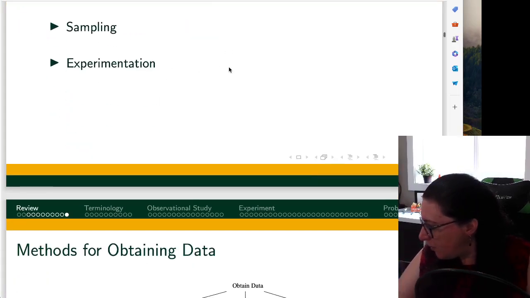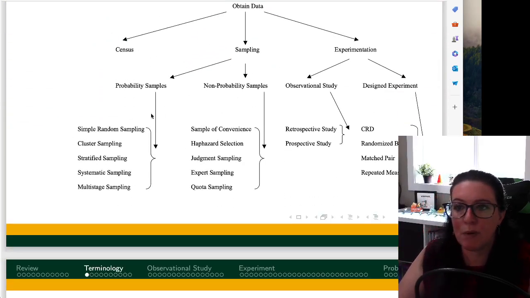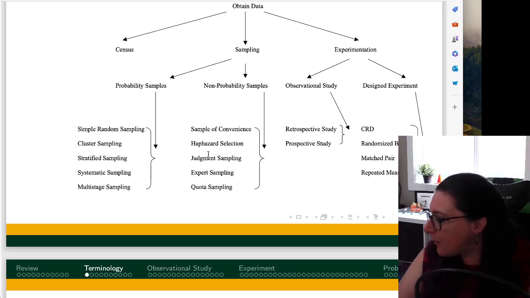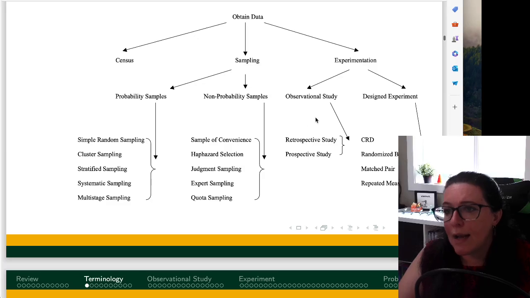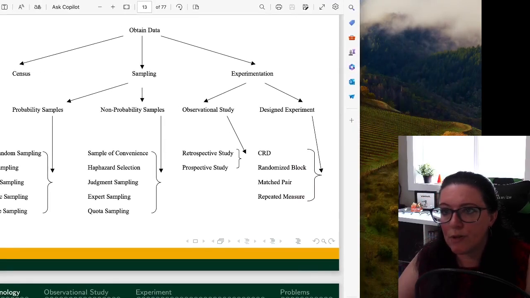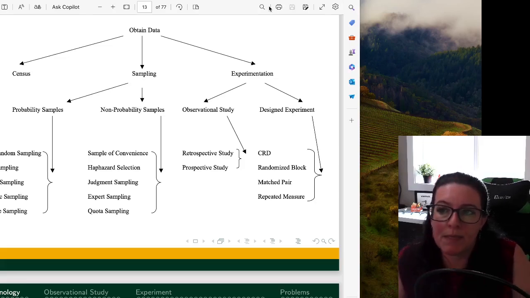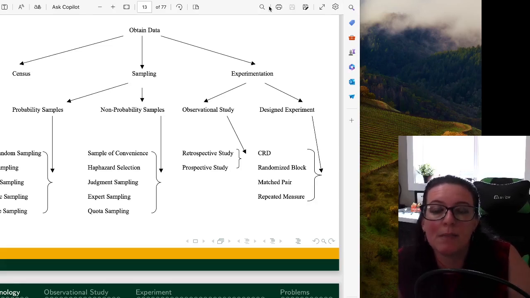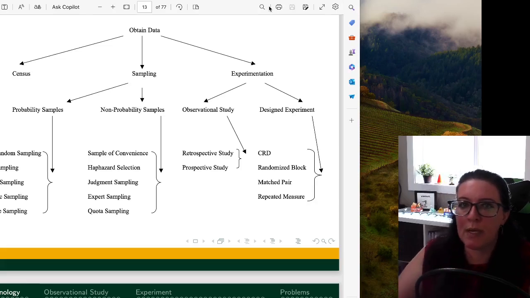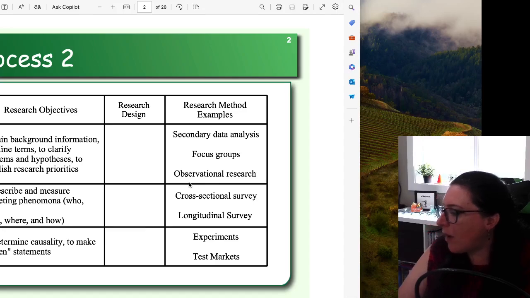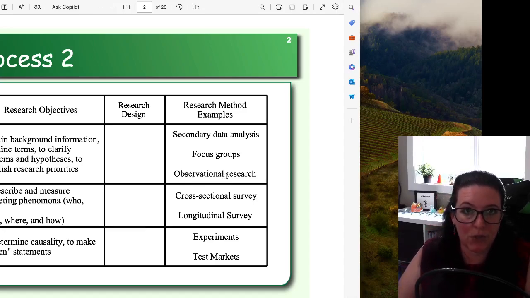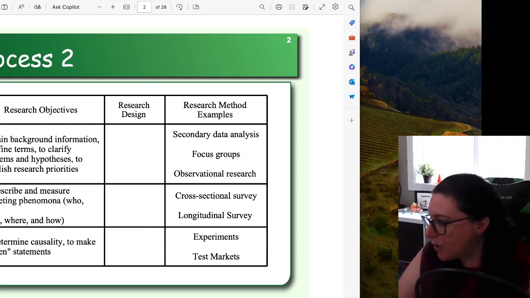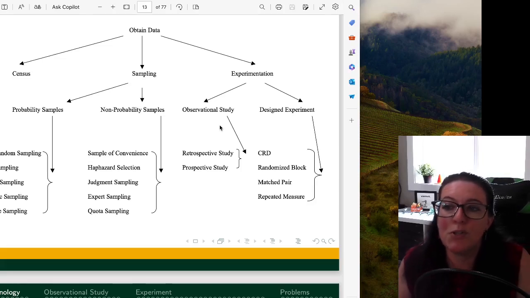And so I'm just going to put here, we've talked about some of these different probability, non-probability methods already. When we are talking about experimentation, we can design the experiment, and there are different samples or different groups you use for your designed experiment. And then we also have a bit of an overlap between experimental design and one that we've already talked about, which is observational research. So observational research can also fall into experimentation, and there it can be retrospective or prospective.